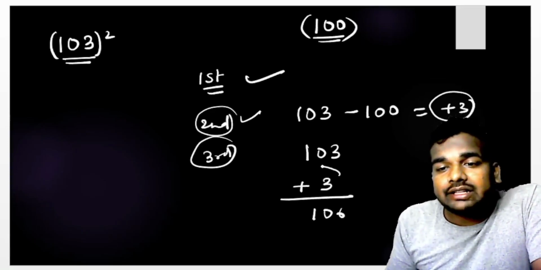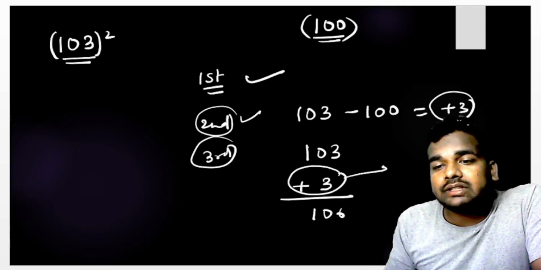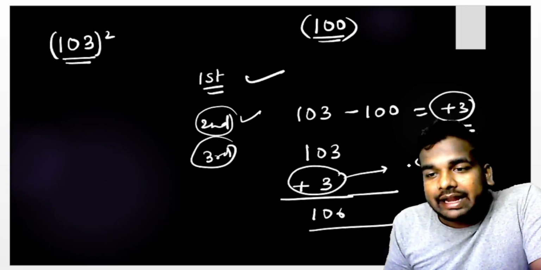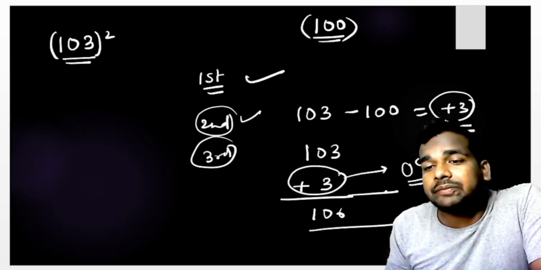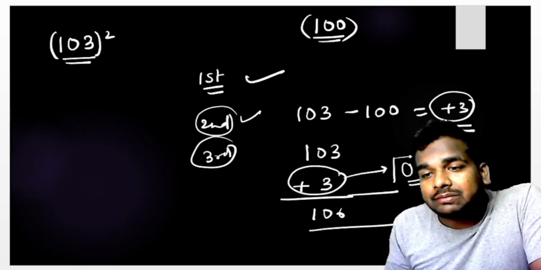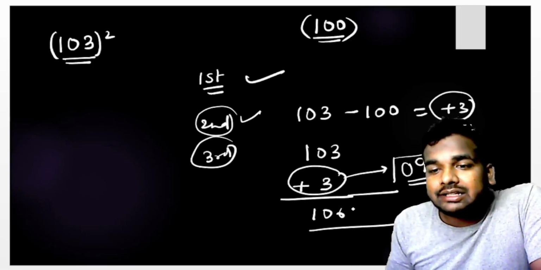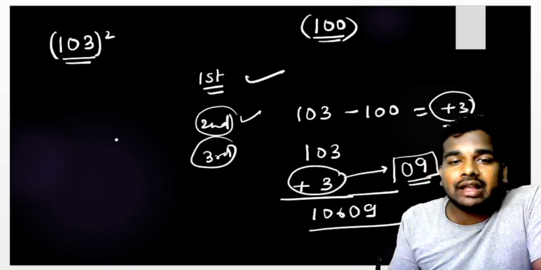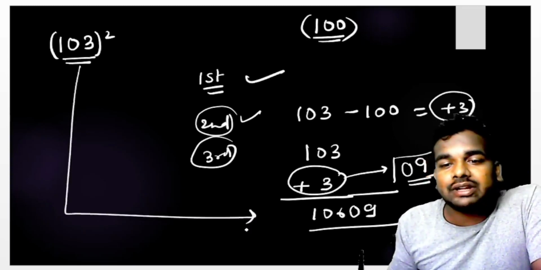And students, what is the square of this number, plus 3? You will get 9. So students, look here. You are going to write this 9 as a 2-digit number, which is 09. After making it a 2-digit number, just place it beside the previous result, and you will get the output.